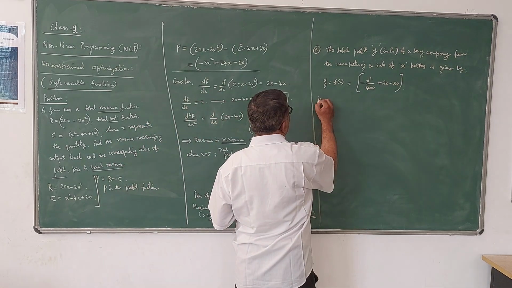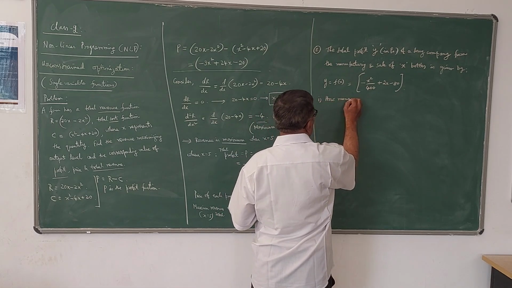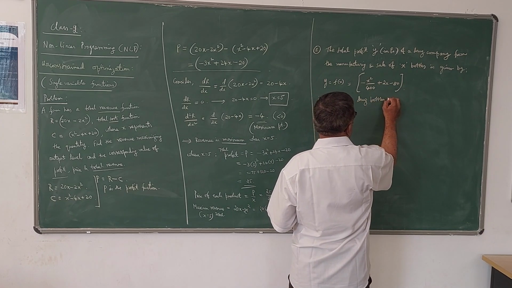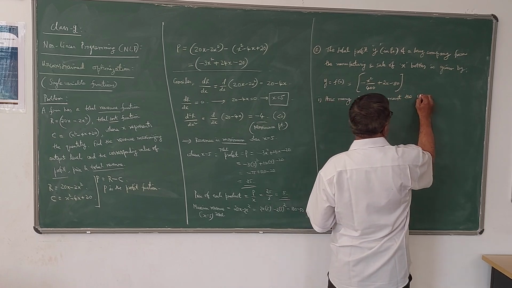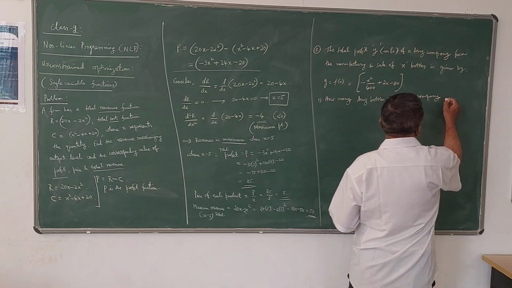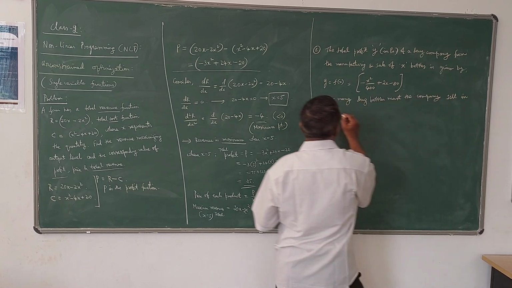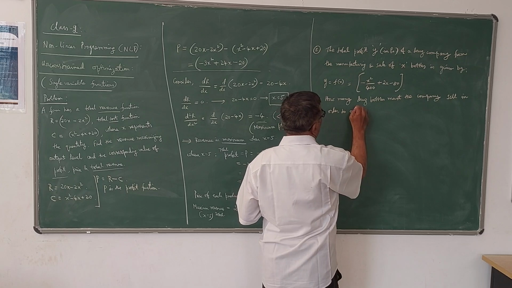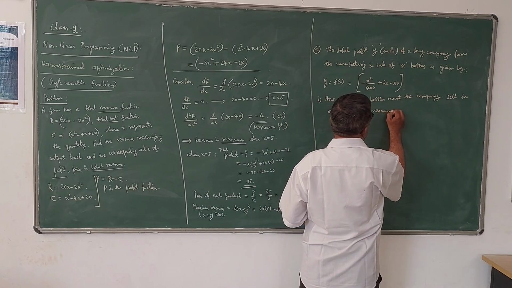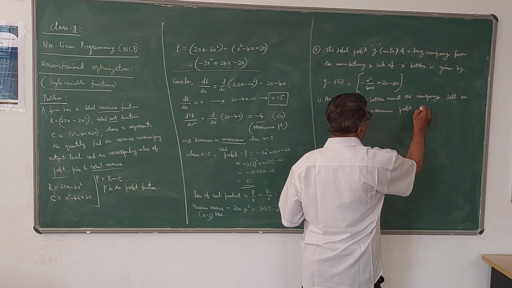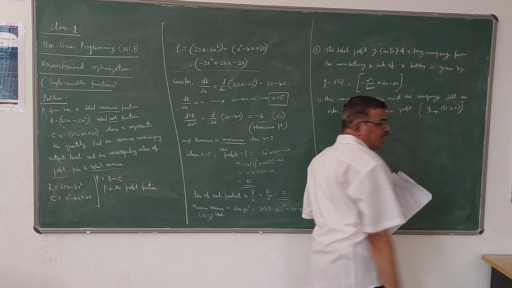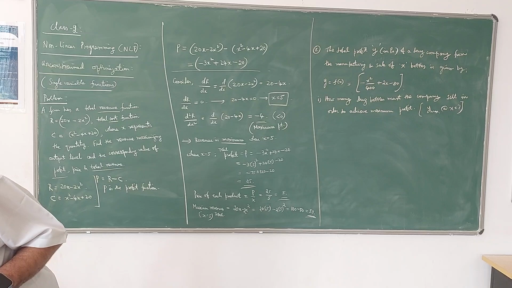So first question, how many drug bottles must the company sell in order to achieve maximum profit? So profit is y. That means we have to find out y max at what x. Okay, at what value of x we have the maximum profit.